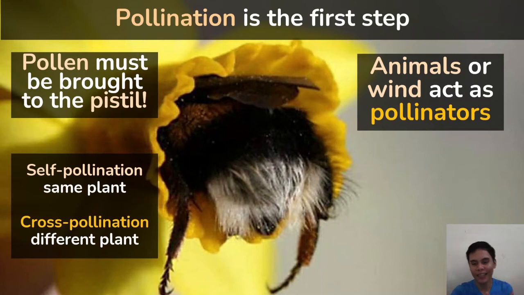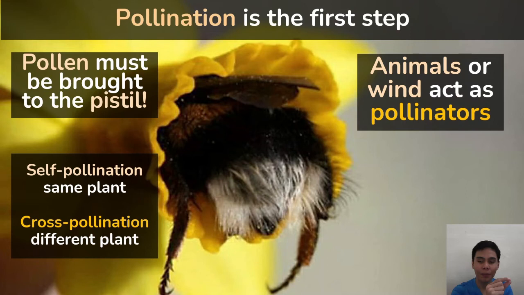So we know the parts, but what's the process of plant reproduction? So first is pollination. Pollen must be brought to the pistil. So animals or wind act as pollinators. Self-pollination is the same plant, and cross-pollination is to a different plant. So take note, cross-pollination is a different plant, not necessarily just a different flower.